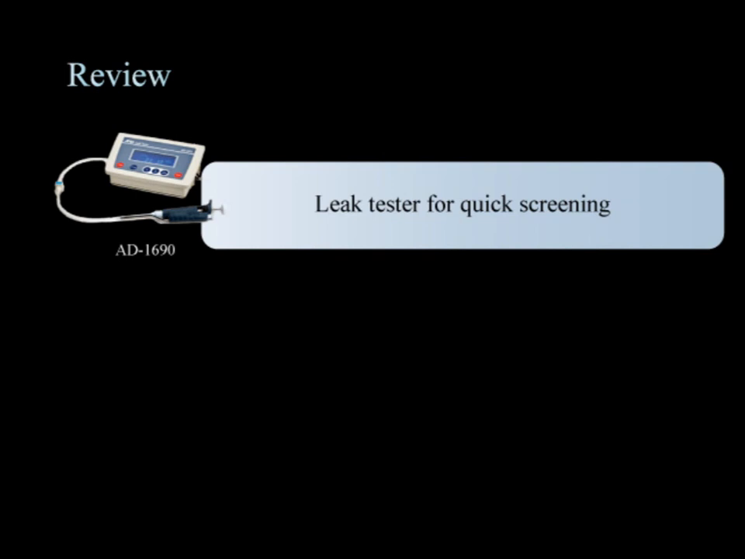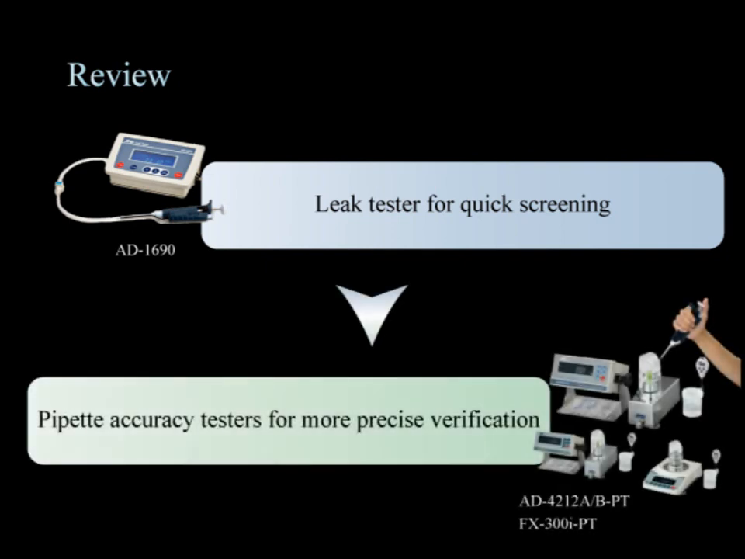Let's review A&D's pipette accuracy management solution. You can use the AD1690 leak tester to determine pipettes that clearly need repairing. This is especially helpful if you have a large number of pipettes. You can then more precisely verify the accuracies of the remaining pipettes using one of the pipette accuracy testers.